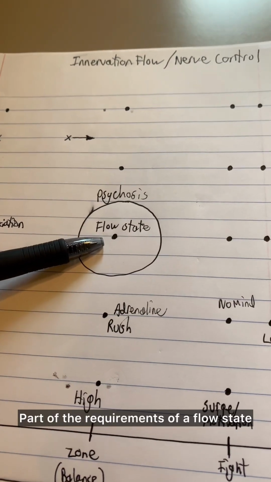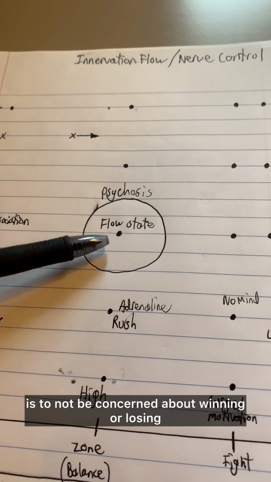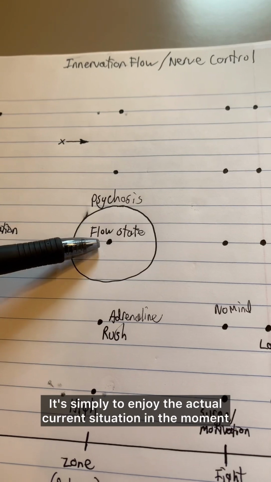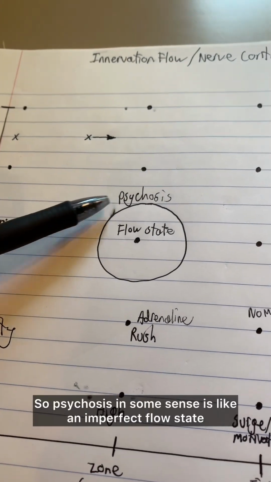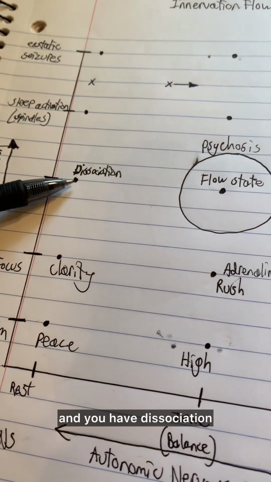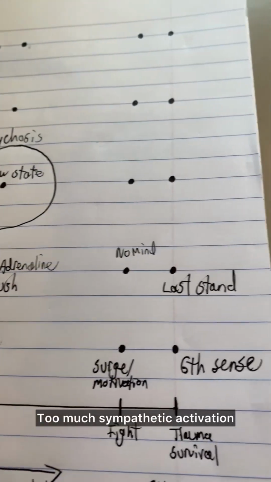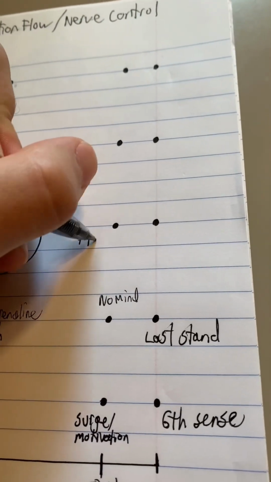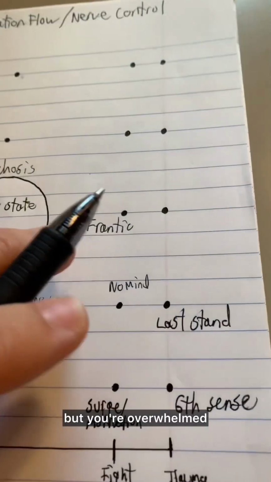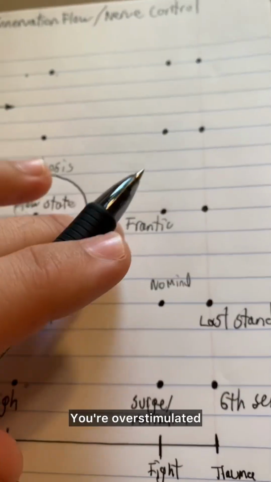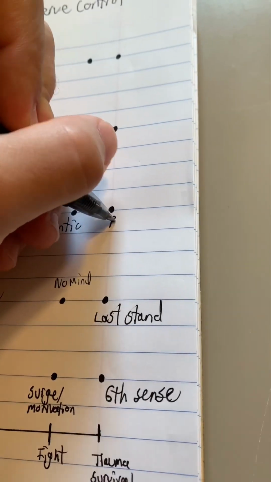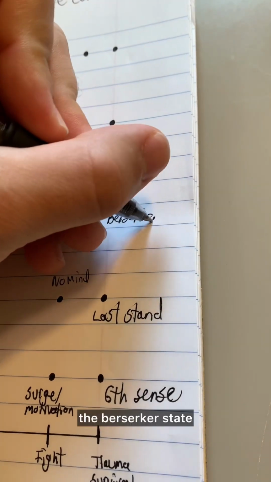Part of the requirements of a flow state is to not be concerned about winning or losing. It's simply to enjoy the actual current situation in the moment. So psychosis in some sense is like an imperfect flow state. Too much parasympathetic activation and you have dissociation. Too much sympathetic activation and we could call this frantic or in a panic. You're in a trance, but you're overwhelmed. There's too much going on. You're overstimulated. In full trauma survival situations, we could call this the Berserker state.